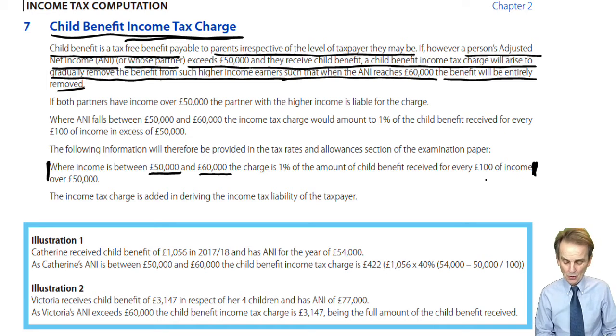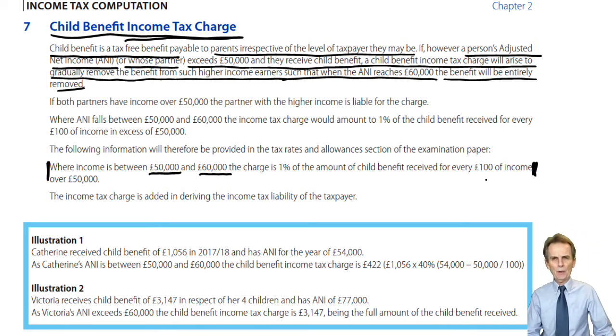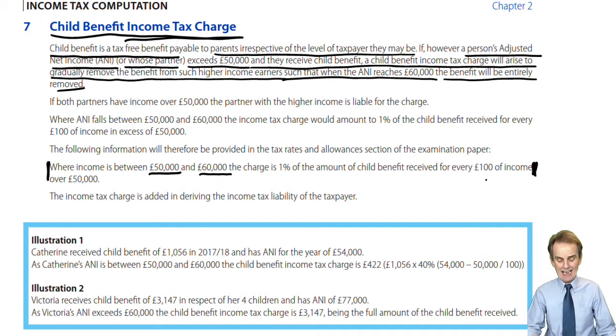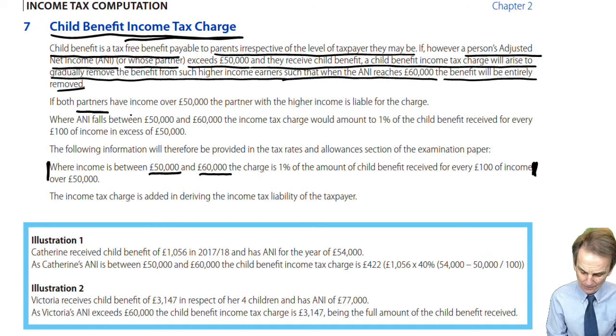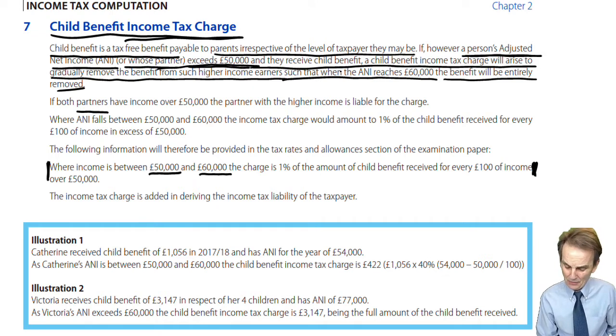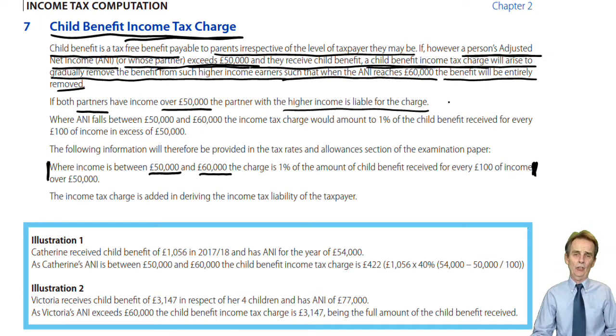Now then, we talk about here partners. So we're not talking about necessarily married couples or civil partners, but those who live together as such. So again, we refer to this term partners. Now then, we set up here that if our person's adjusted net income or whose partner exceeds 50,000, then we're going to, if we receive a child benefit, we'll get this child benefit income tax charge coming in. If both partners have income over 50,000, the partner with the higher income would be in fact liable for the charge, though that issue will not be tested in fact in our exam.